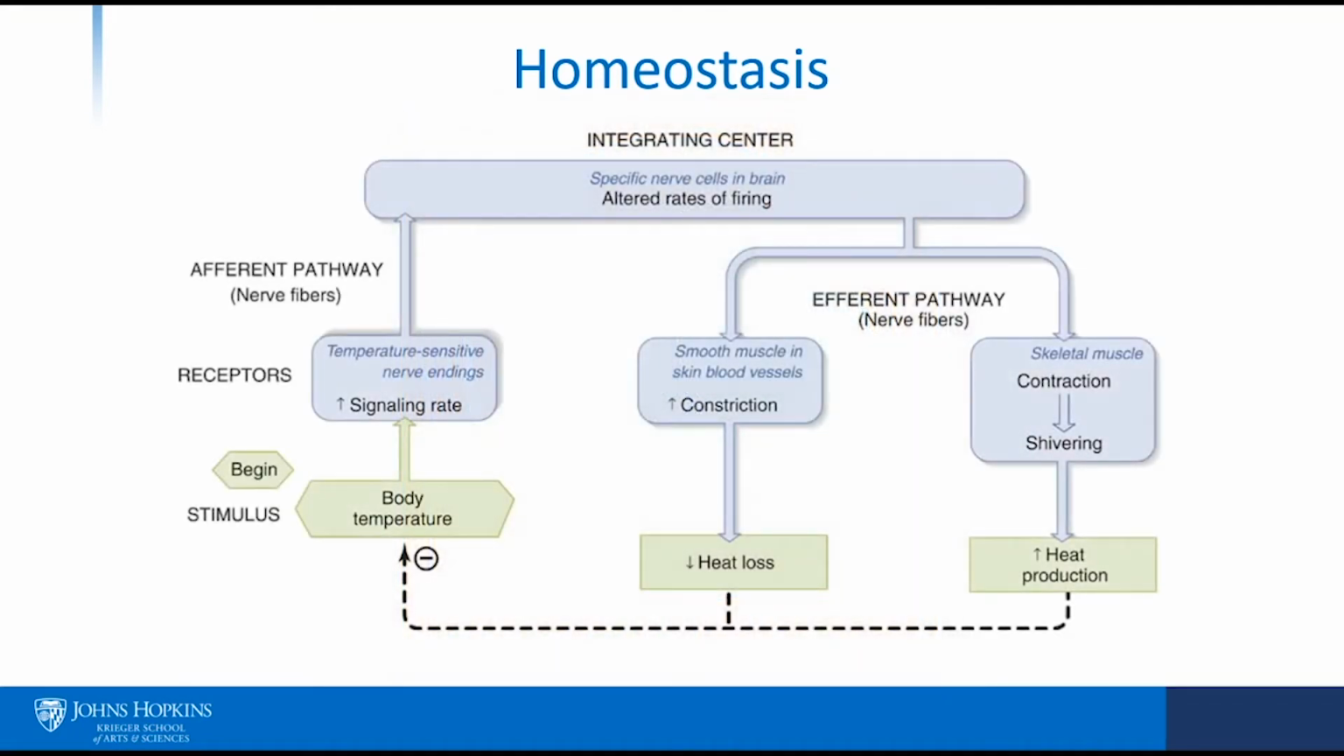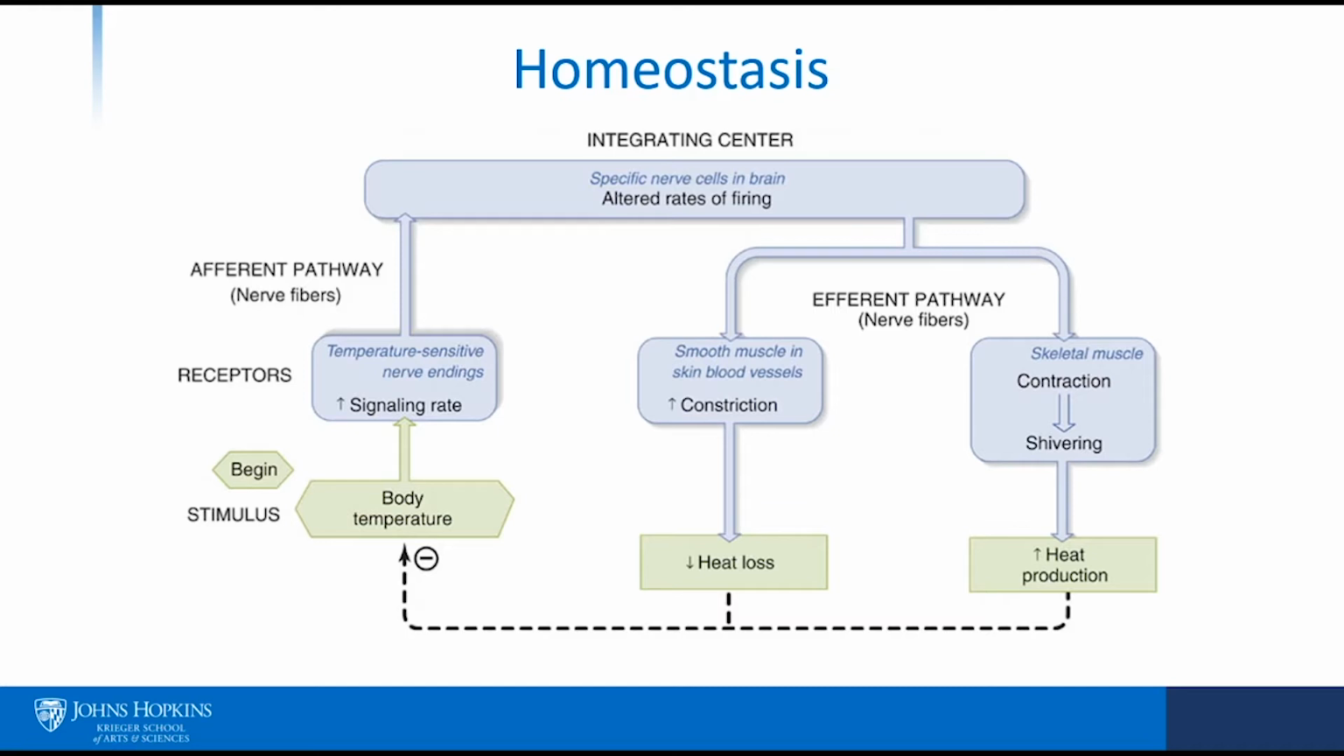Let's say the temperature of the environment is colder than normal. The body's temperature sensors, located in the skin, process this novel stimulus as cold. These sensory receptors send projections to the central nervous system, which serves as the integrating center, to process the signal and determine the correct course of action. The integrating center, in this example the hypothalamus of the brain, then orders smooth muscles in blood vessels to constrict, thus reducing heat loss through the skin.